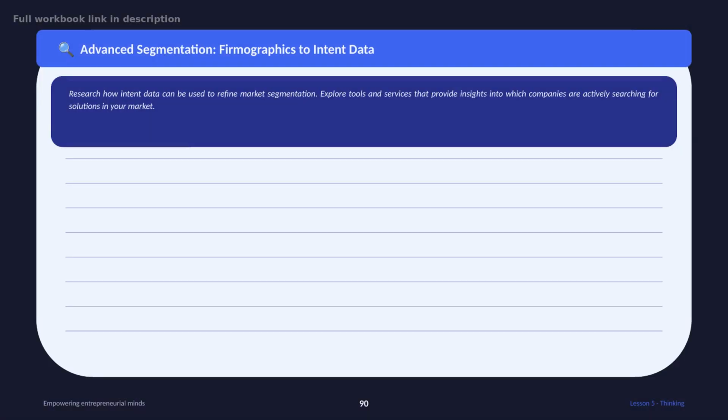For deeper reading, research how intent data is used to refine market segmentation, tools and services that surface which companies are actively searching for solutions like yours right now, not just companies that fit your profile on paper. 3 actions for your go-to-market team. Present your market map to marketing and align on which campaigns target which segments. Update your sales territory planning around these priorities. And build a list of target accounts within your single top priority segment. Next time, we take this map and go find the one person inside each of those accounts who can actually say yes.